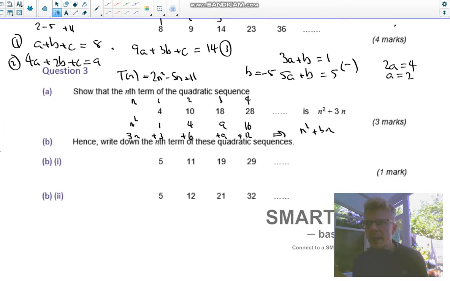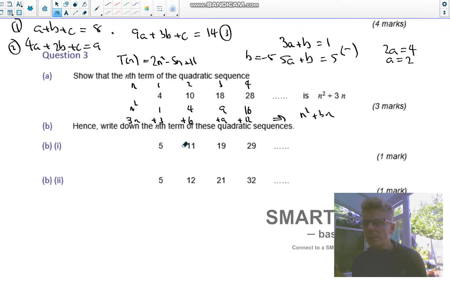Okay. Hence, write down the nth terms. Just going to do a quick comparison here of these ones. So this is 5, 11, 19, and 29. So that's 1 more than each of these terms here. So that's going to be n squared plus 3n plus 1.